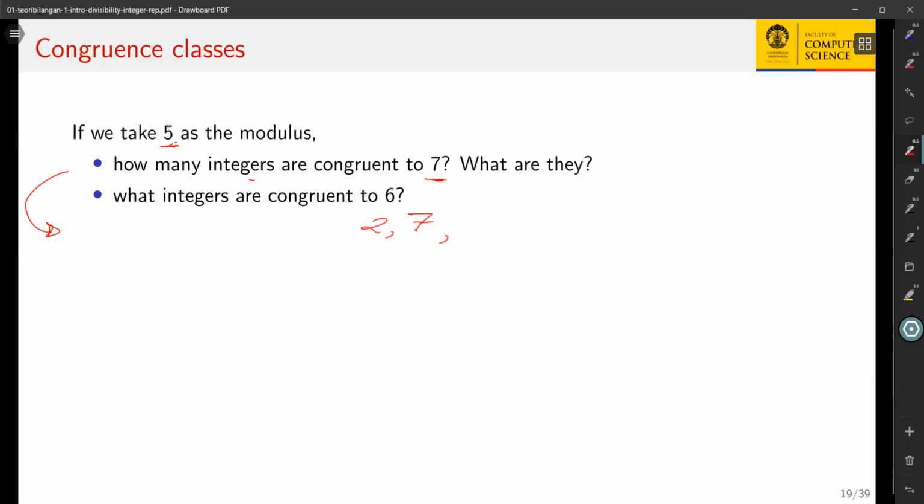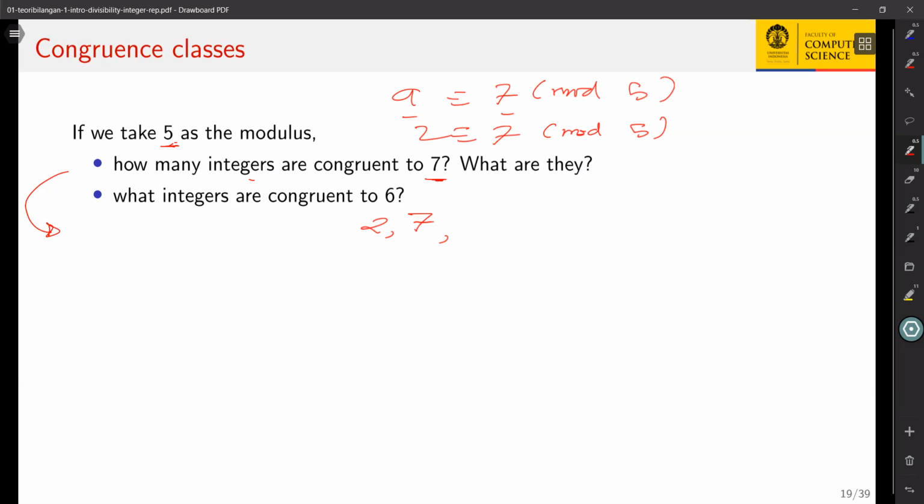What integers have the same remainder as 7 when you divide by 5? So A is congruent to 7 modulo 5. That means A and 7 have the same remainder when you divide them by 5. You divide 7 by 5, you get the remainder 2. So therefore 2 is also congruent to 7. What else, besides 2 and 7?